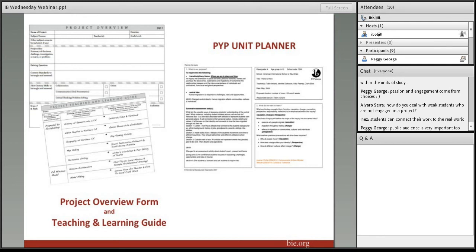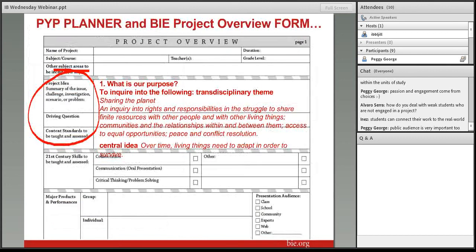Anyone want to make a comment of what we've looked at as far as authenticity? All right, then we're just going to keep moving along.